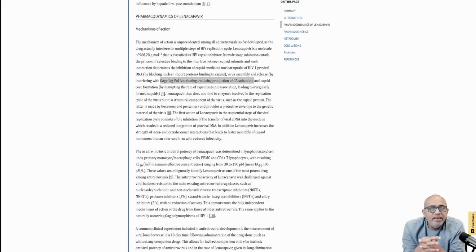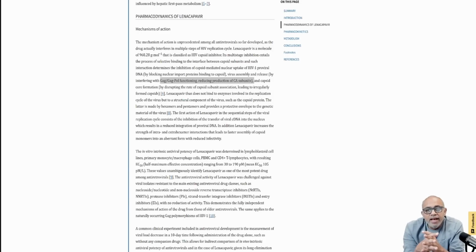One of the key advantages of lenacapavir is its high potency. It was shown to be effective even in cell lines that were resistant to other classes of HIV drugs, such as reverse transcriptase inhibitors, protease inhibitors, and integrase inhibitors. This shows that lenacapavir works in a completely different way and remains effective even in the face of viral mutations that may make the virus resistant to other treatments.